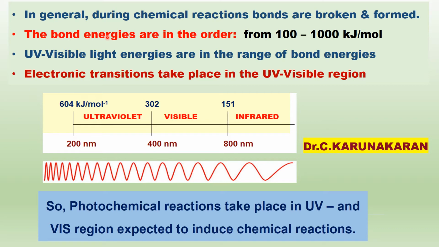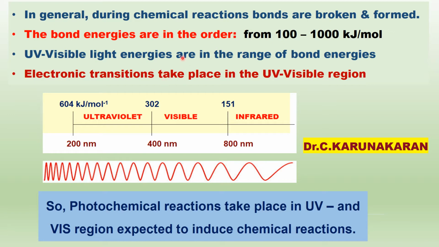In general, during chemical reactions, bonds are broken and formed. For example, nitrogen plus hydrogen gives ammonia. Nitrogen bonds are broken, hydrogen bonds are broken, NH bonds are formed. So the bond energy required to break a chemical bond, single bond or double bond or triple bond, is in the order of 100 to 1000 kilojoule per mole.